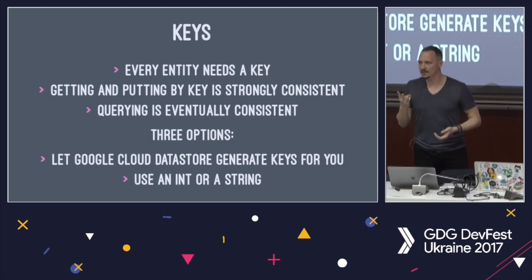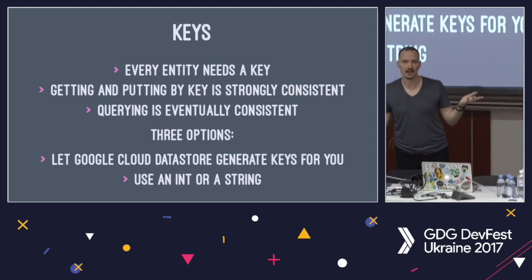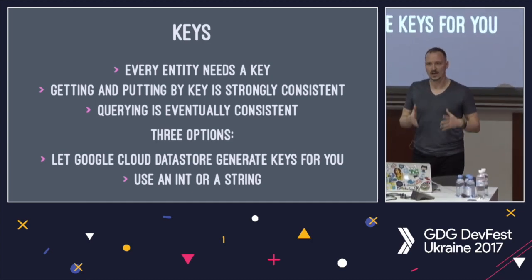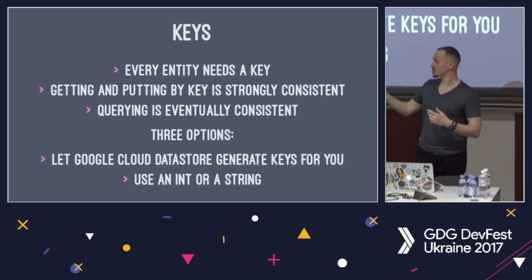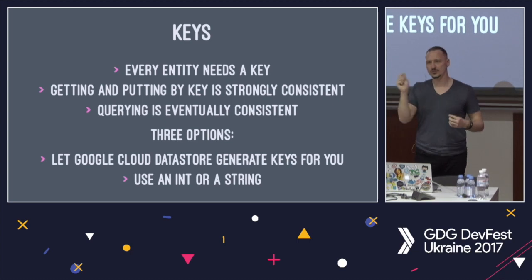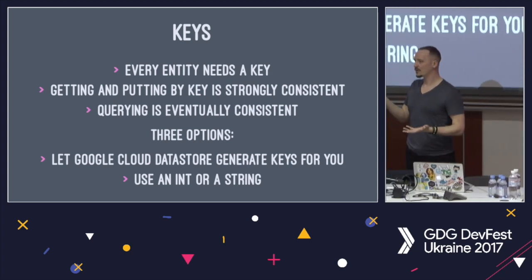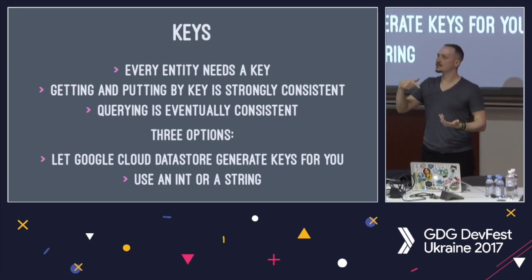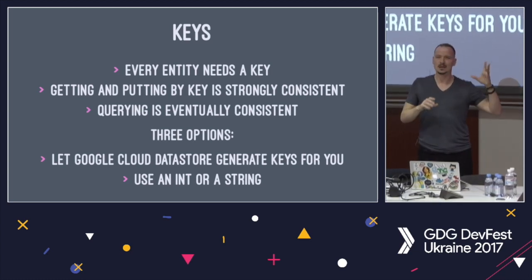So you have three options when deciding what key to use. You can just let the data store come up with one for you if you don't care, and that's fine. You should probably do that, I would say, unless you've got a good reason not to. And if you do have a good reason not to, you can use an explicit int or a string. You might want to do that if you want the keys to be predictable based on something, let's say a hash of the email.